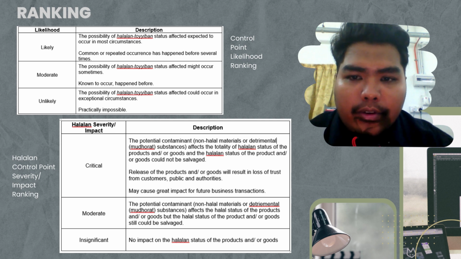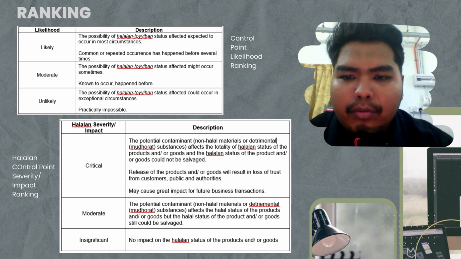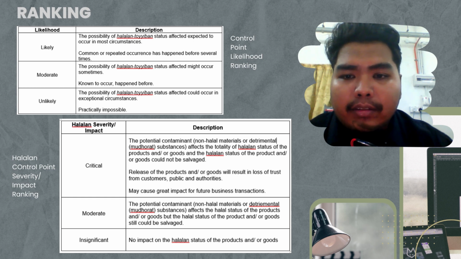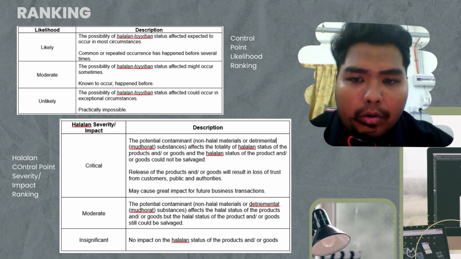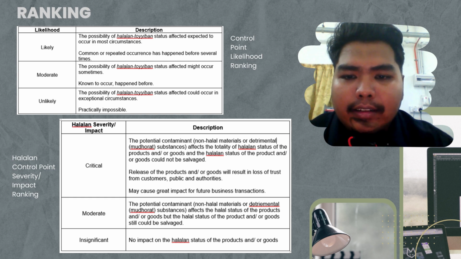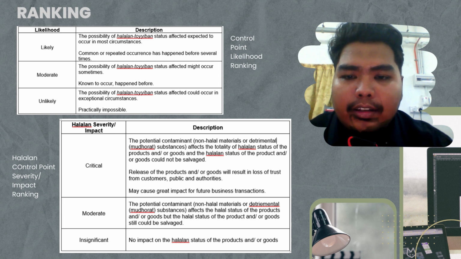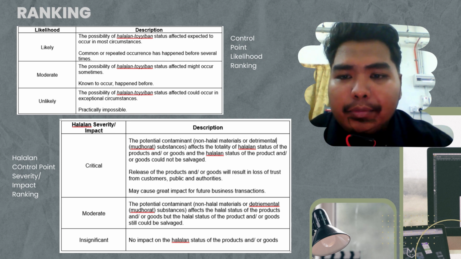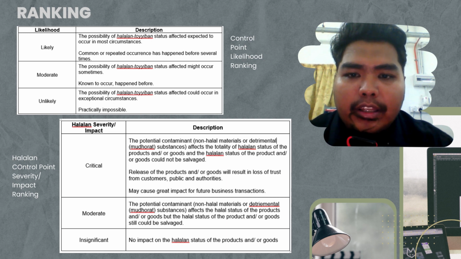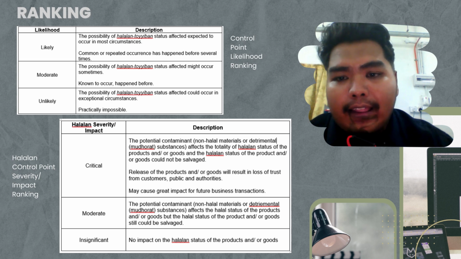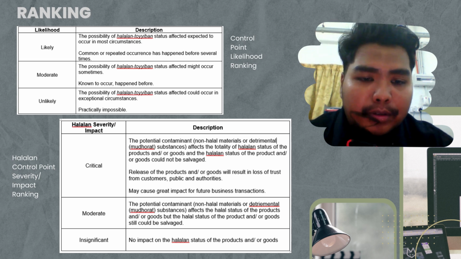Next, we go to the ranking. First table is the control point likelihood ranking, and the second table is the halal control point severity or impact ranking. The first table shows the likelihood of how many times the problem may occur, and the second is the impact to the company. Firstly, we have three stages, which are unlikely, moderate, and likely. Likely is a possibility of a high status effect. Moderate is a possibility the status might not be affected, and unlikely is practically impossible to occur.